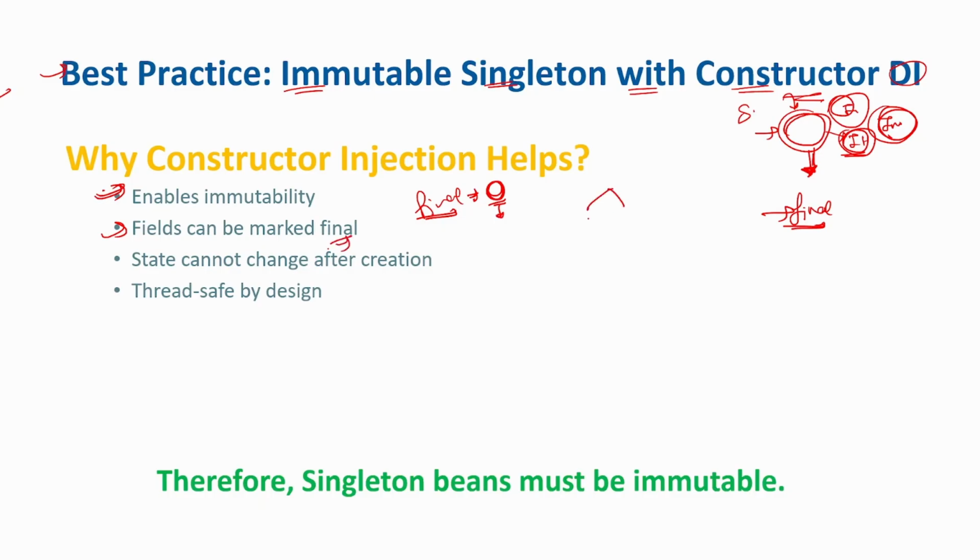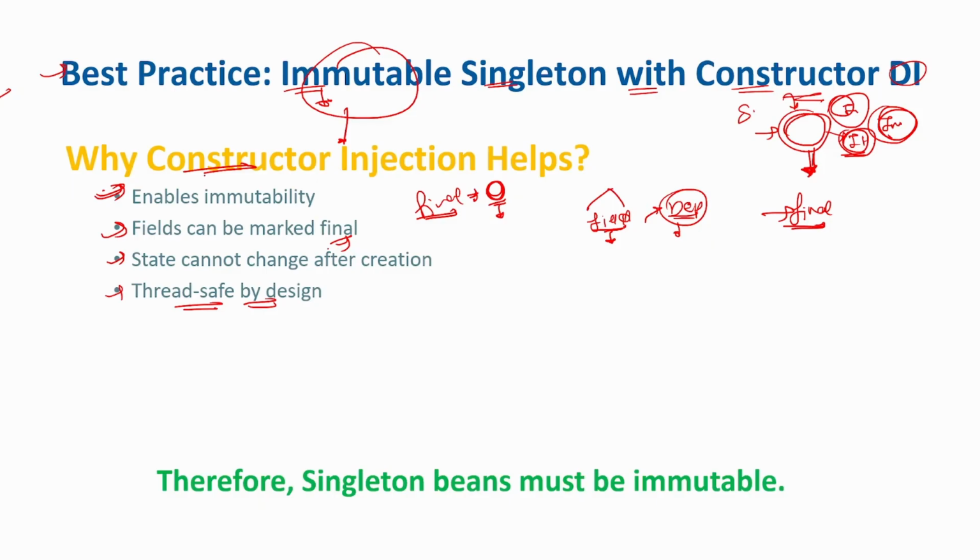But in the case of field or setter injection, we cannot mark the field as final. I have covered it in great detail in my dependency injection video. You can go and watch that video. And that's why the state cannot change after creation. It is thread safe by design. Therefore, we should make our singleton bean scope immutable.